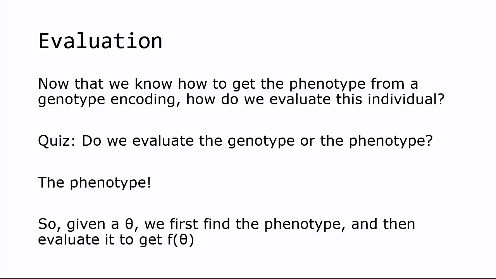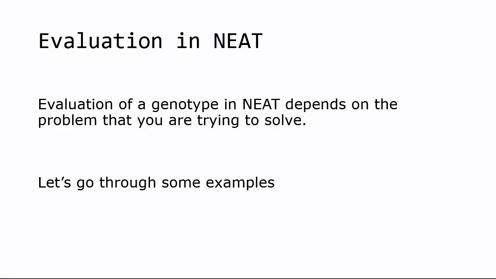So the question is now, given a theta, we have to first find the phenotype, however we want to do that. In NEAT, I gave you a really good way to do it, just by taking the theta, making it represent two lists, and each list corresponds to nodes and connections. Now the question is, we have this neural network, how do we get f of theta, which is the fitness function? Now, as you'd expect, it's going to depend on the problem that you're trying to solve.